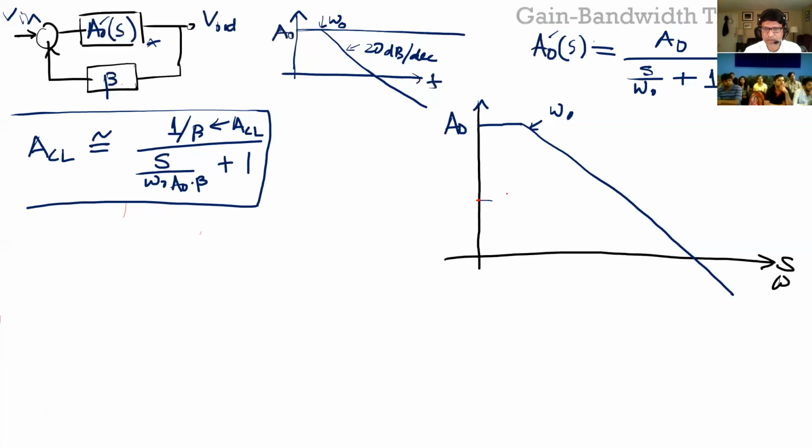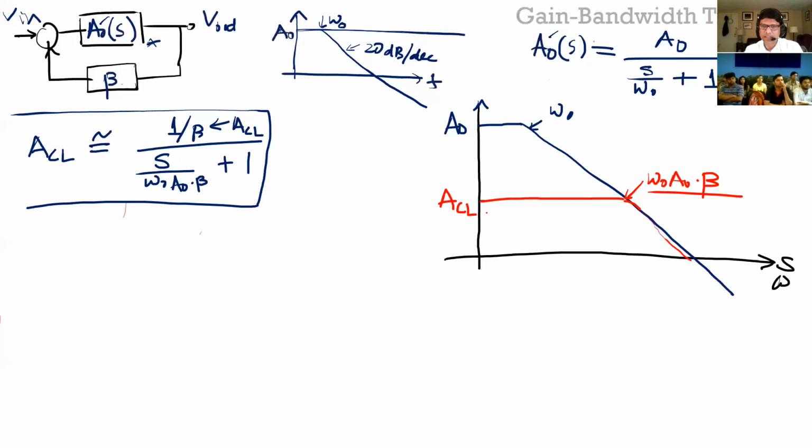So let's say that's your closed loop transfer function. And this is your closed loop transfer function. So you can see that, and this is now omega naught A naught times beta. So this is what's called bandwidth extension.